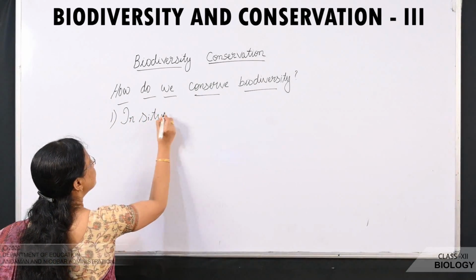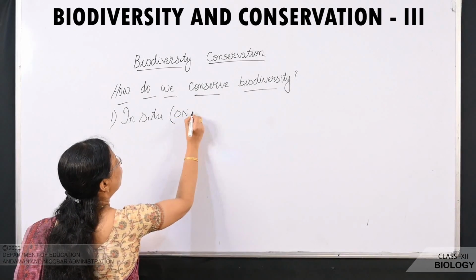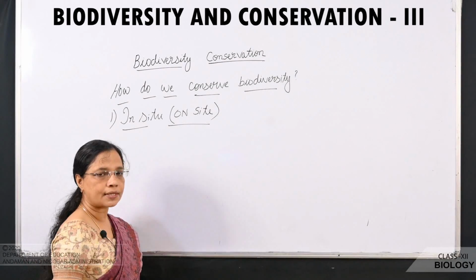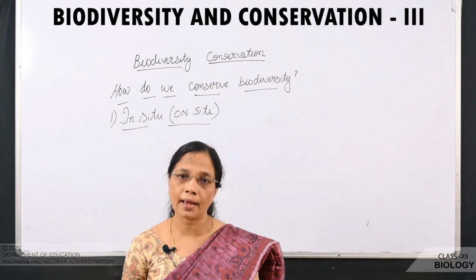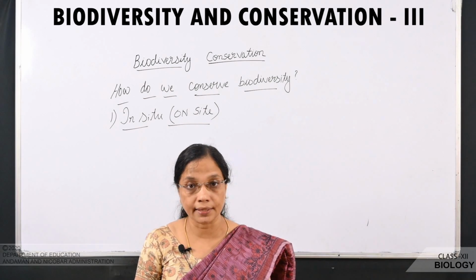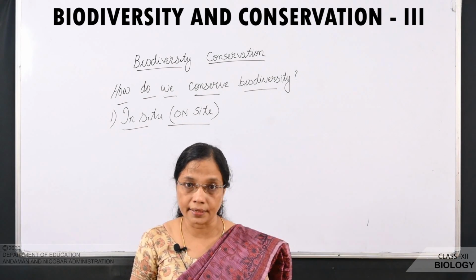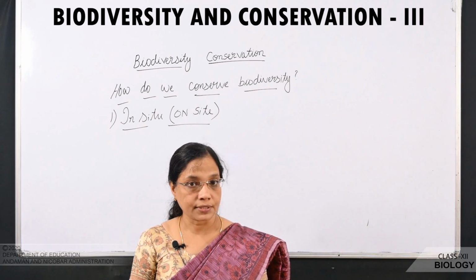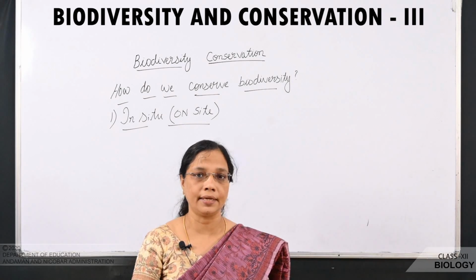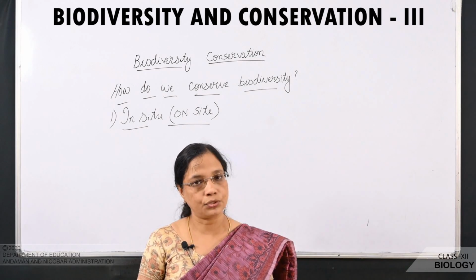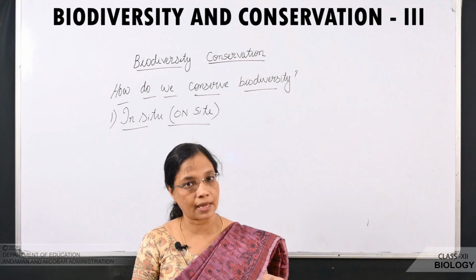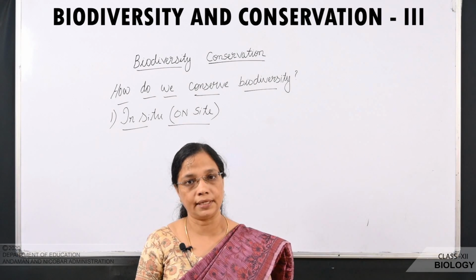In situ conservation is also known as on-site conservation. Here the species are conserved in their natural habitat along with the nature. Suppose we take an example, tiger. If we want to conserve tiger, we conserve the forest where the tiger lives along with the tiger. We demarcate an area and that is the in situ conservation. So what is in situ conservation? Species are conserved in the natural habitat along with the nature.